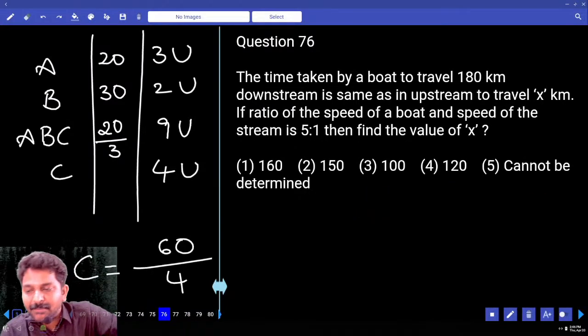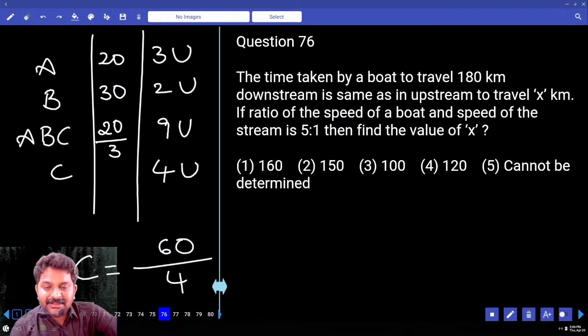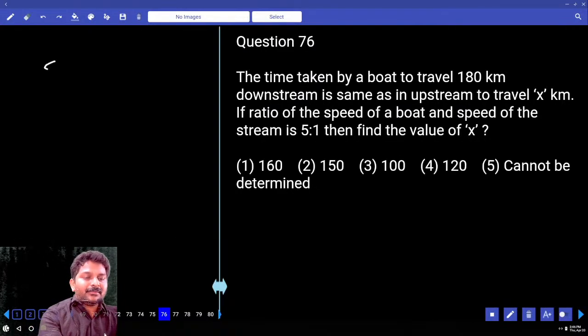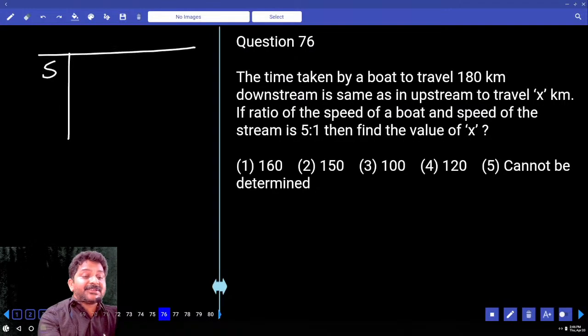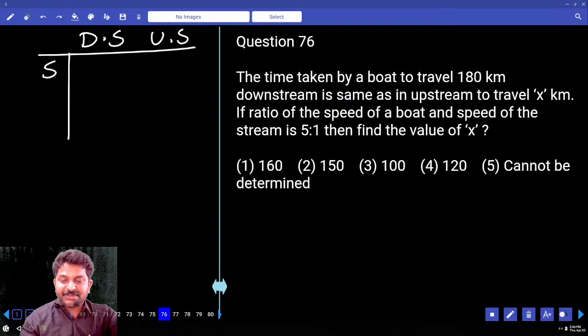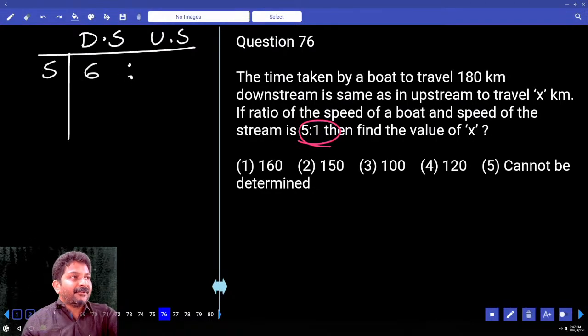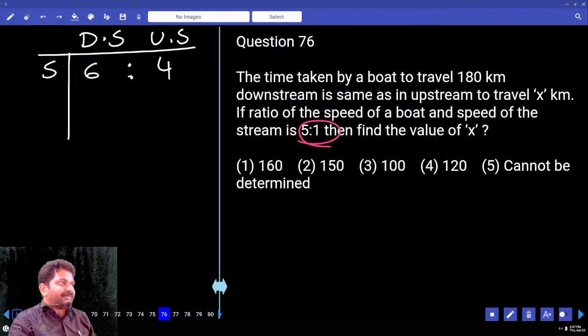The time taken by a boat to travel 180 kilometers downstream is the same as in upstream to travel x kilometers. If the ratio of the speed of the boat and speed of the stream is 5:1, then find the value of x. Downstream is 5 plus 1, 6 parts. Upstream is 5 minus 1, 4 parts. The question is to identify the x value only.